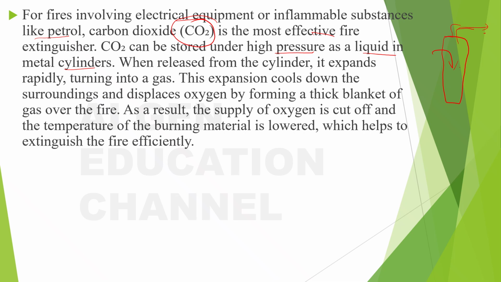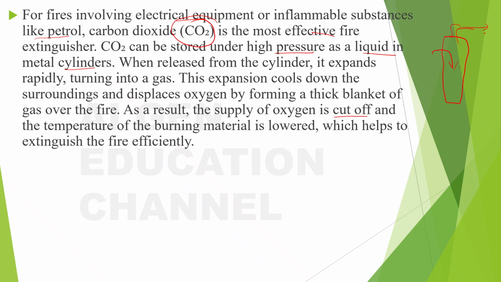This expansion cools down the surroundings and displaces oxygen by forming a thick blanket of gas over the fire, right? As a result, the supply of oxygen is cut off and the temperature of the burning material is lowered, which helps to extinguish the fire efficiently. So, it is enough for you to understand that carbon dioxide is used for the fires involving electrical equipment or any petrol or oil types of things, right?